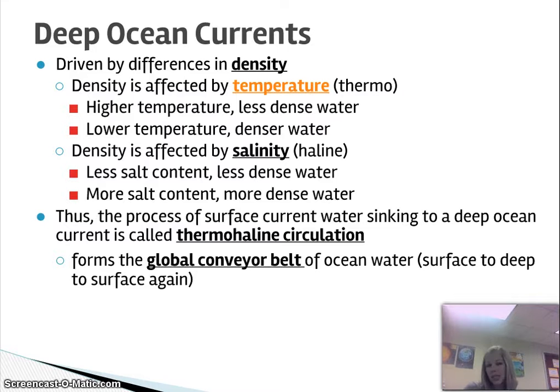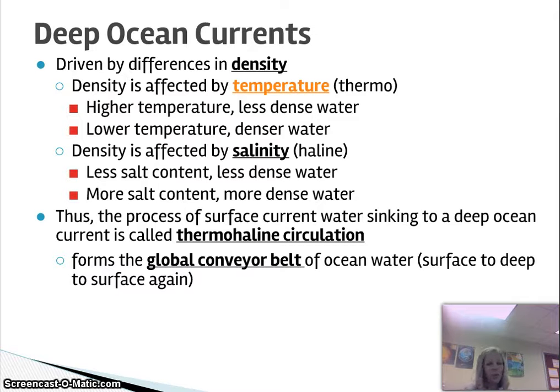Now, this process of thermohaline circulation forms the global conveyor belt. I want you to think about what a conveyor belt is. If you think of them in real life, sometimes on those big construction trucks, they have a belt that goes around the tire. Or when you're in the grocery store, there's that conveyor belt that brings your groceries up to the clerk, and it's just a conveyor belt that moves your groceries.